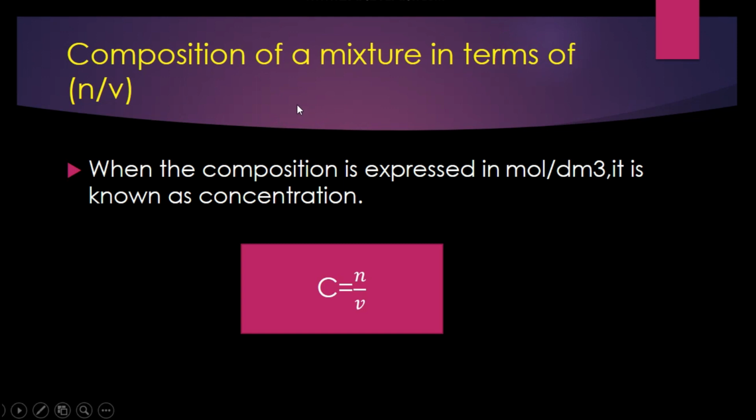Composition of a mixture in terms of moles per volume. This is the last method. Composition of a mixture in terms of moles per volume. When the composition is expressed in moles per decimeter cube, it is also known as concentration. So then we can get an equation like concentration equals number of moles divided by volume. I'll show you some examples.